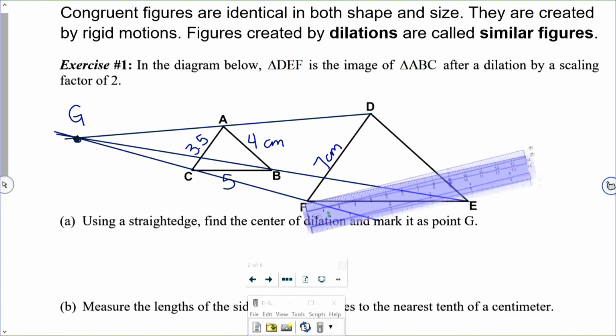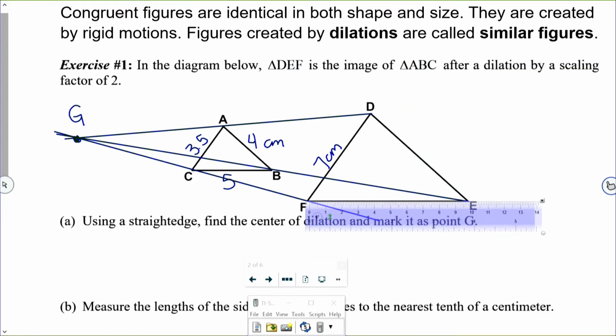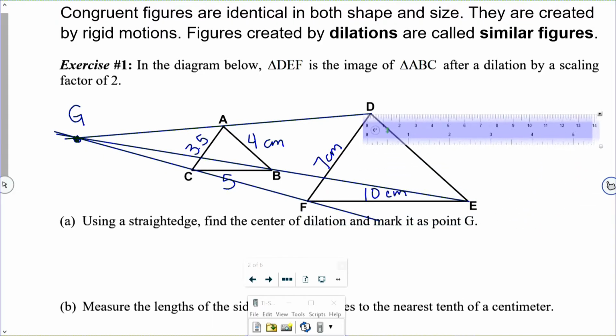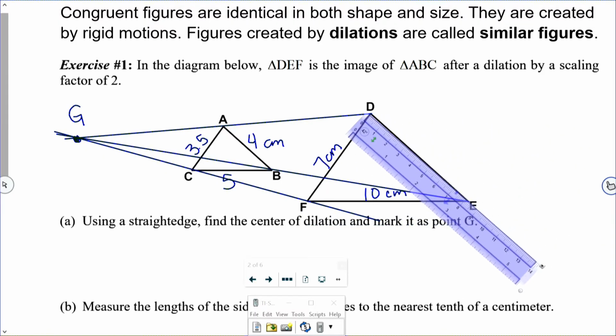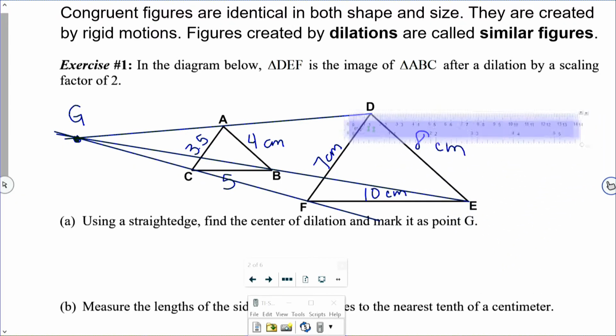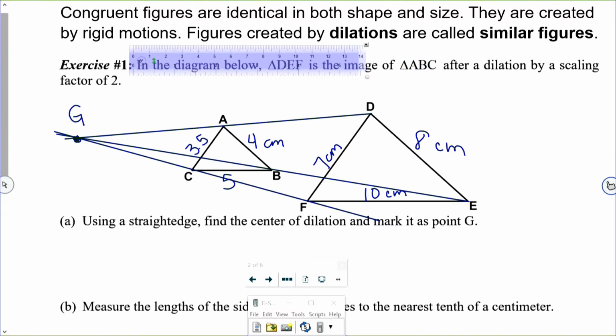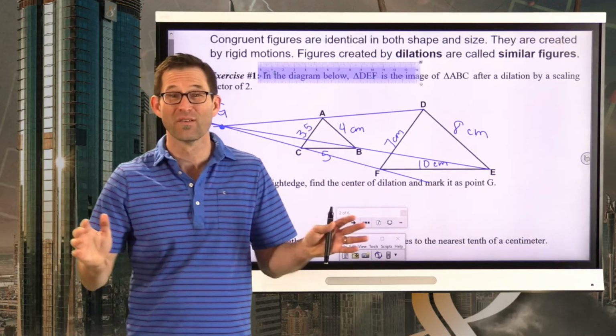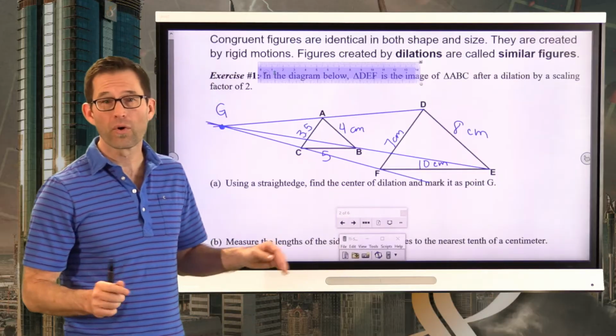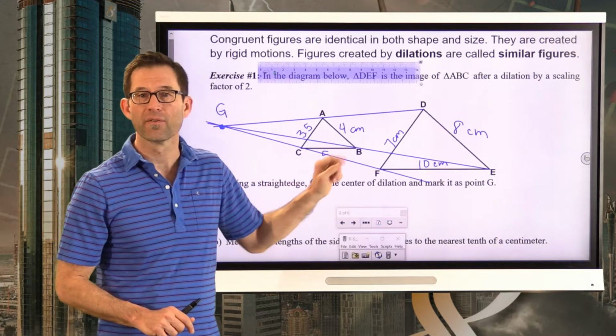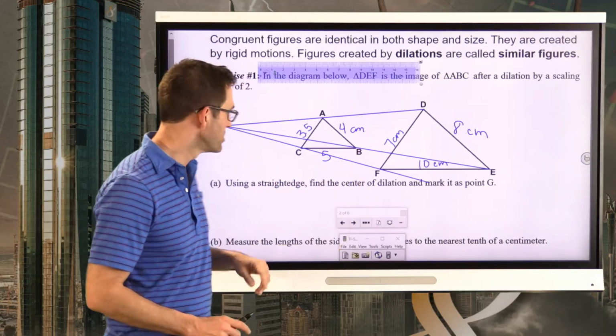All right. For FE, it appears that we're ringing in right at 10 centimeters. And for DE, all right, it looks like we are right about at 8 centimeters. Now, your measurements might be slightly different depending on how these worksheets got shrunk or expanded, how the worksheets themselves got dilated. But according to my measurements, we have 3.5, 5, and 4, 7, 10, and 8.